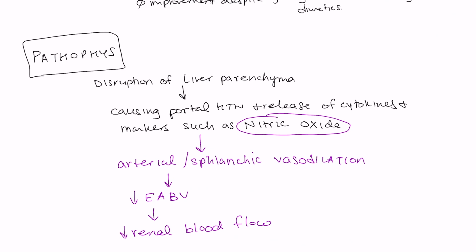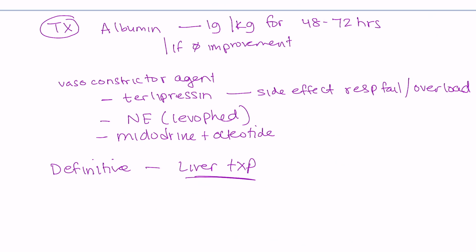So when the vasculature has been vasodilated because of nitric oxide, the effective arterial blood volume, in essence, decreases. Because of that, you end up having a decrease of renal blood flow to the kidney, thereby leading to kidney disease. Now, how do we treat or approach a patient with HRS?